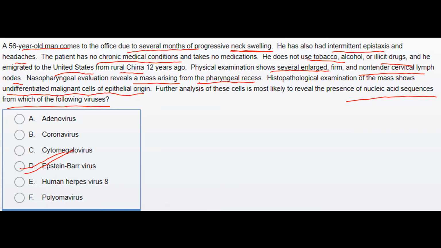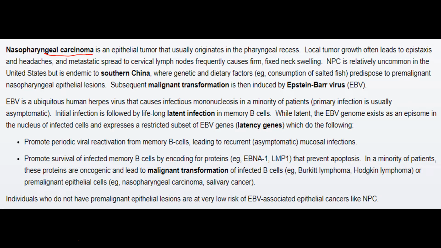oncogenic proteins. The nasopharyngeal carcinoma is an epithelial tumor that usually originates in the pharyngeal recess. Local tumor growth often leads to epistaxis and headaches, and metastatic spread to cervical lymph nodes, which cause firm, fixed neck swelling. NPC is relatively uncommon in the US but is endemic to southern China, where genetic and dietary factors like consumption of salted fish predispose to pre-malignant nasopharyngeal epithelial lesions. Subsequent malignant transformation is then induced by Epstein-Barr virus.